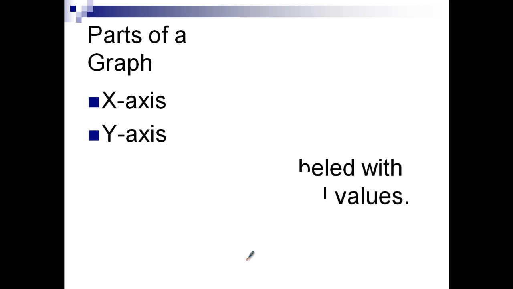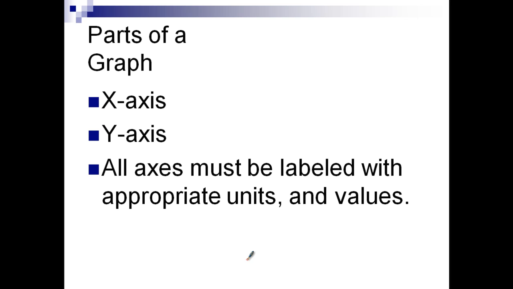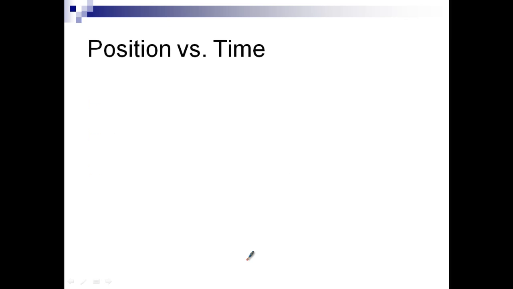So the parts of the graph: the x-axis, the y-axis, and you always have to label your axes too. So all axes must be labeled with appropriate units. So when you're putting labels on there, make sure you have the units. So we're going to talk about position versus time in this video.